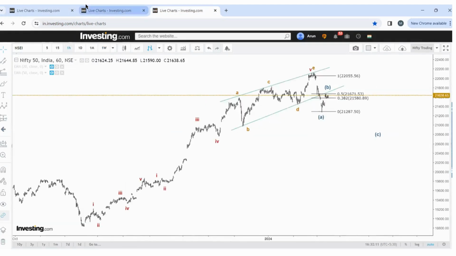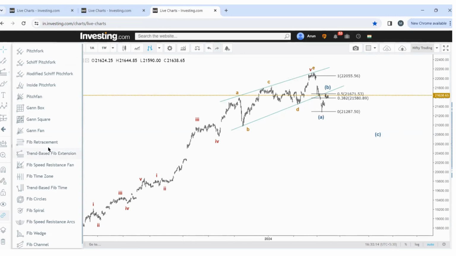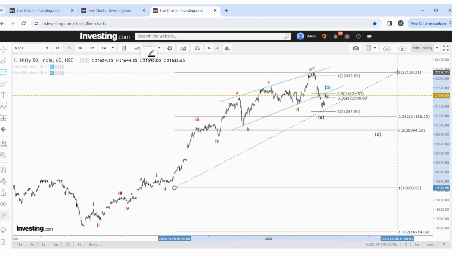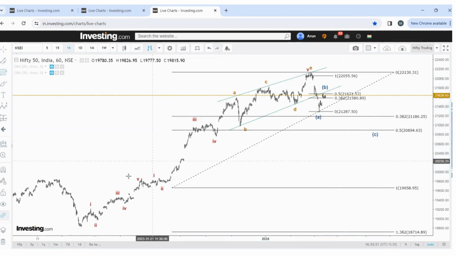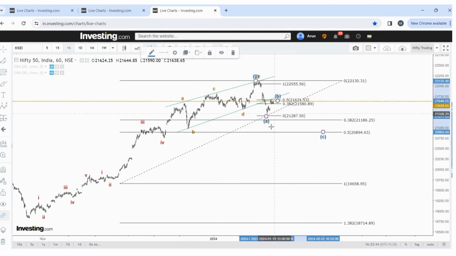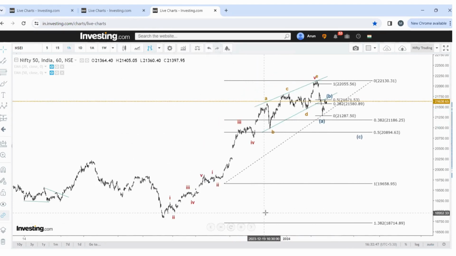So I believe it's a third wave, so I expect a decline to complete at 38% to 50% retracement. Why? Because wave 2 is very shallow, so we may expect a deeper correction, and 38% is 21,200. But I believe if it comes down, 20,900 to 20,750 may be an important support for the next wave upside, right? So this is the projection in the bullish case situation.